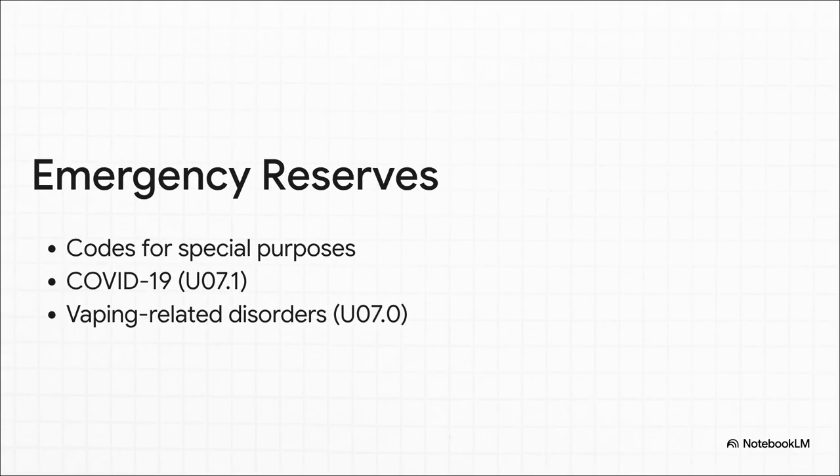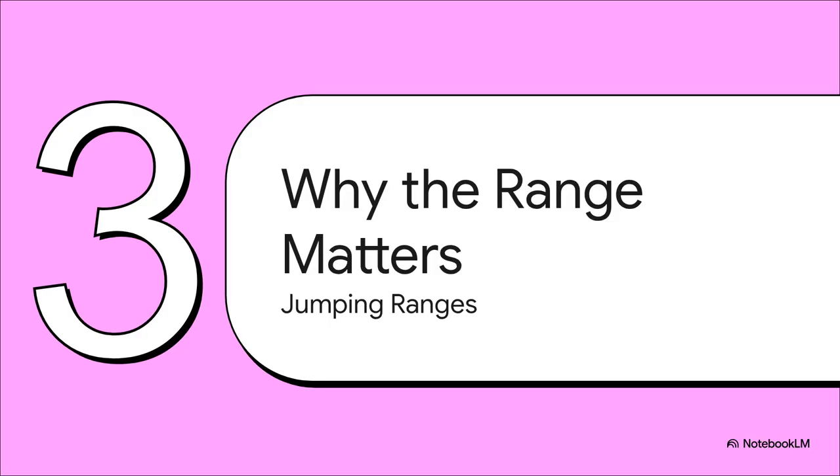And finally, the third pillar holds the U codes, spanning U00 to U85. These are our emergency reserves. They're specifically designed for special purposes and new emerging health threats. For instance, this is exactly where the classification system houses the code for COVID-19, that's U07.1, as well as vaping-related disorders like U07.0. Whenever the medical world faces a sudden, unexpected crisis, the U codes are the ones that get activated.